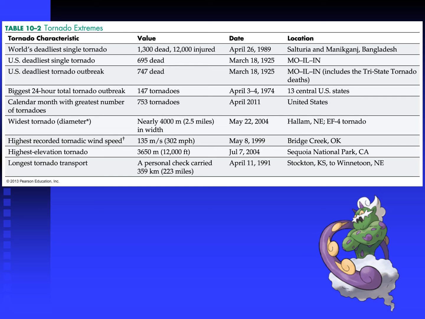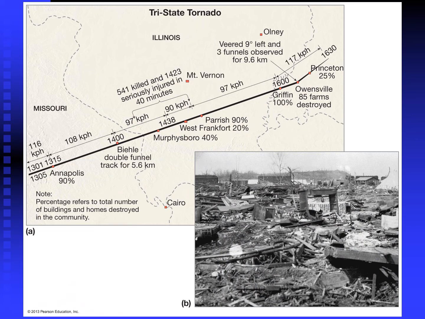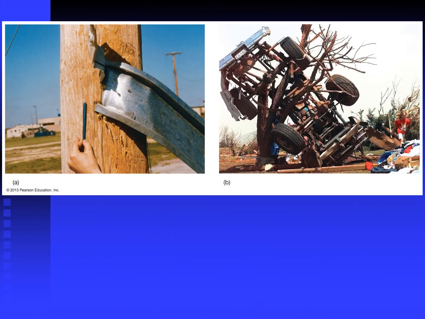Okay, we have seen this slide before, so we will skip it. This goes back to, I believe, 1925, the tri-state tornado outbreak. This was incredibly deadly. This was one outbreak that killed in total over 700 people. And this went from Missouri into Illinois. Yeah, this was a big deal. We've seen this before.